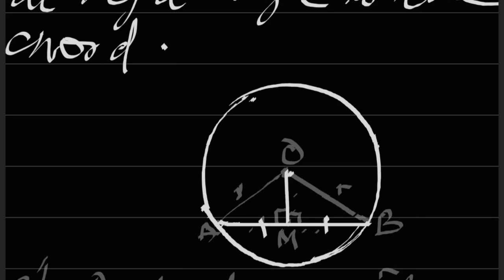That very chord, which is not a diameter, is at right angle to the chord. So this very straight line is at right angle to this chord. Right angle, that is at angle 90. Fine.